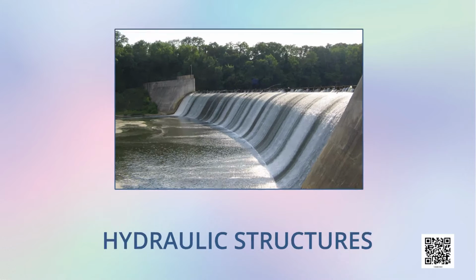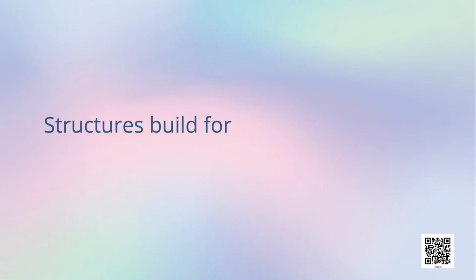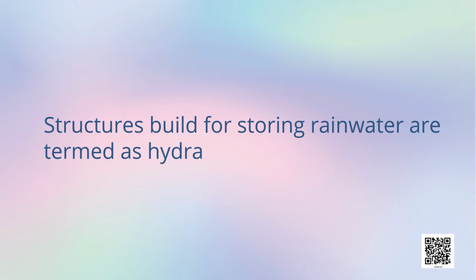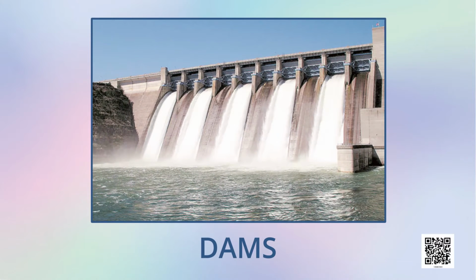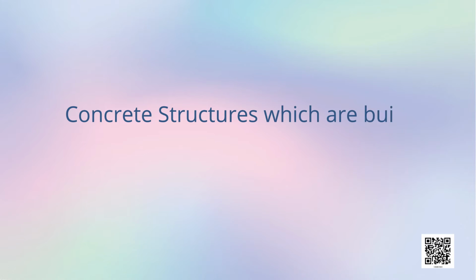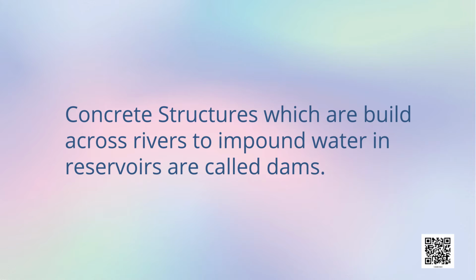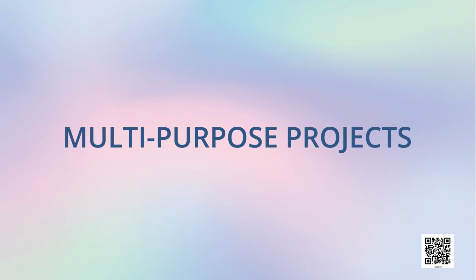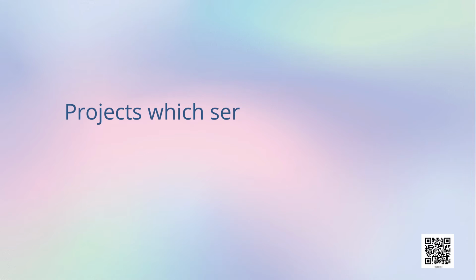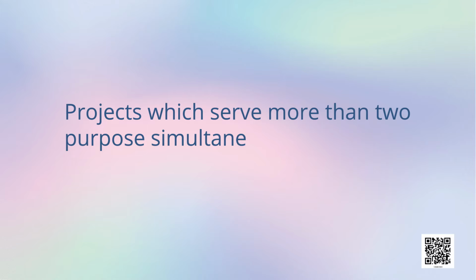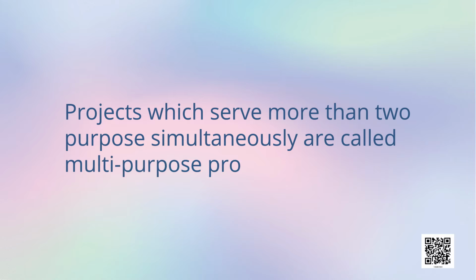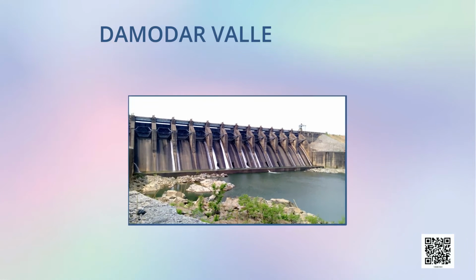Third is hydraulic structures. Structures built for storing rainwater are termed hydraulic structures. Examples: Bauli, tank, village ponds, etc. Another is dam. Concrete structures which are built across rivers to impound water in reservoirs are called dams. Next is multi-purpose projects. Projects which serve more than two purposes simultaneously are called multi-purpose projects. Example: Damodar Valley project.